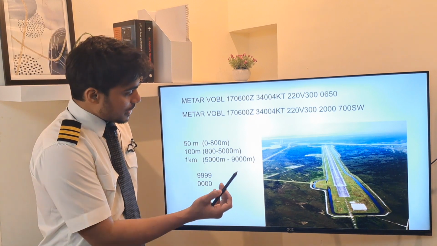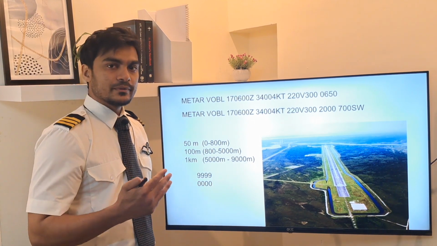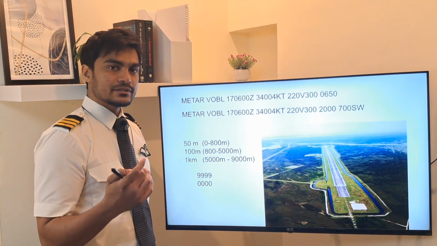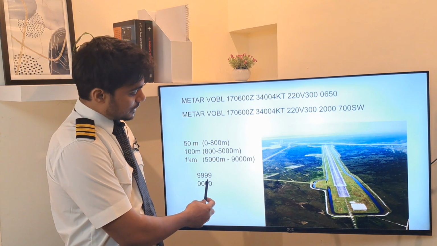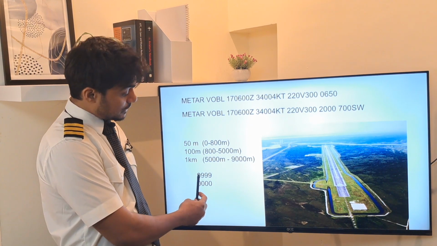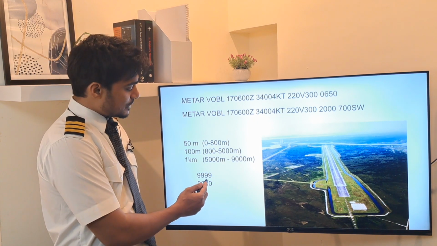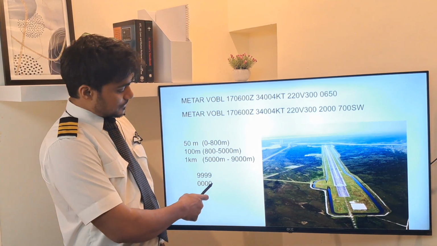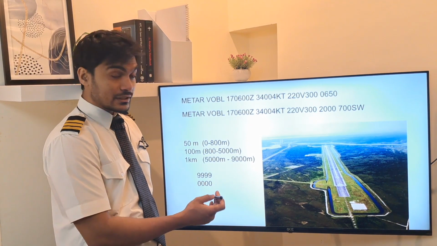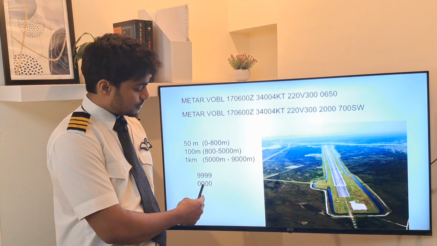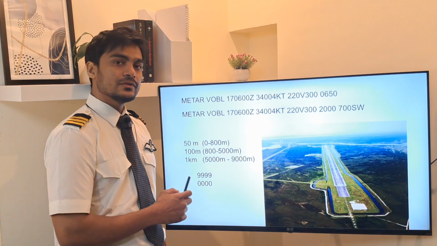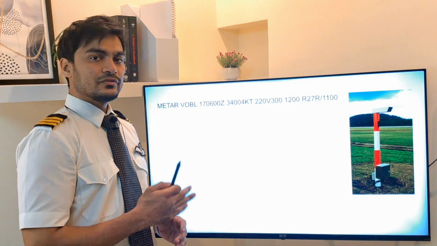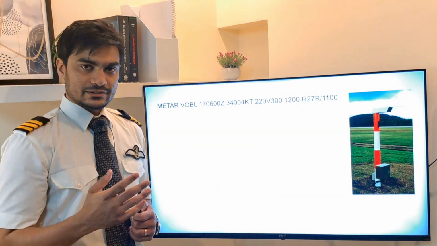Now beyond 9000 meters we have 10 kilometers. If at any time our visibility is 10 kilometers or beyond, it is always denoted in this format, 9999. So in a METAR, if you see the number 9999, it signifies the visibility is at 10 kilometers or beyond. Now we have another special situation, 0000. Anytime we end up seeing 0000 in a METAR, this signifies that the visibility is below 50 meters.